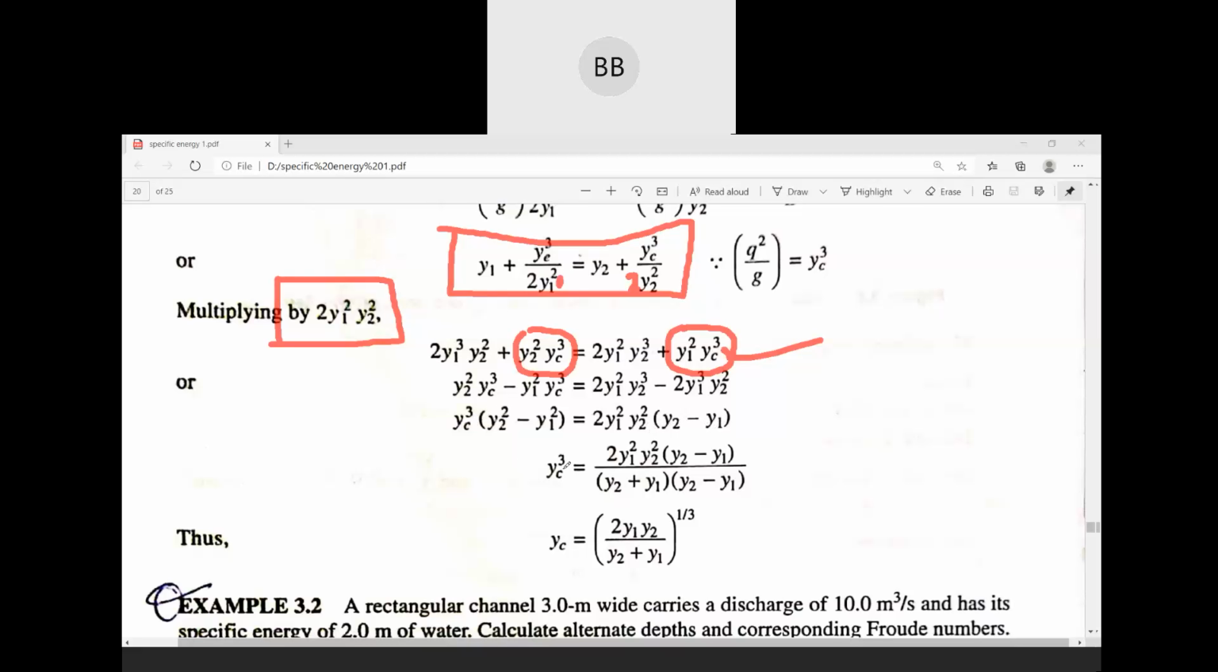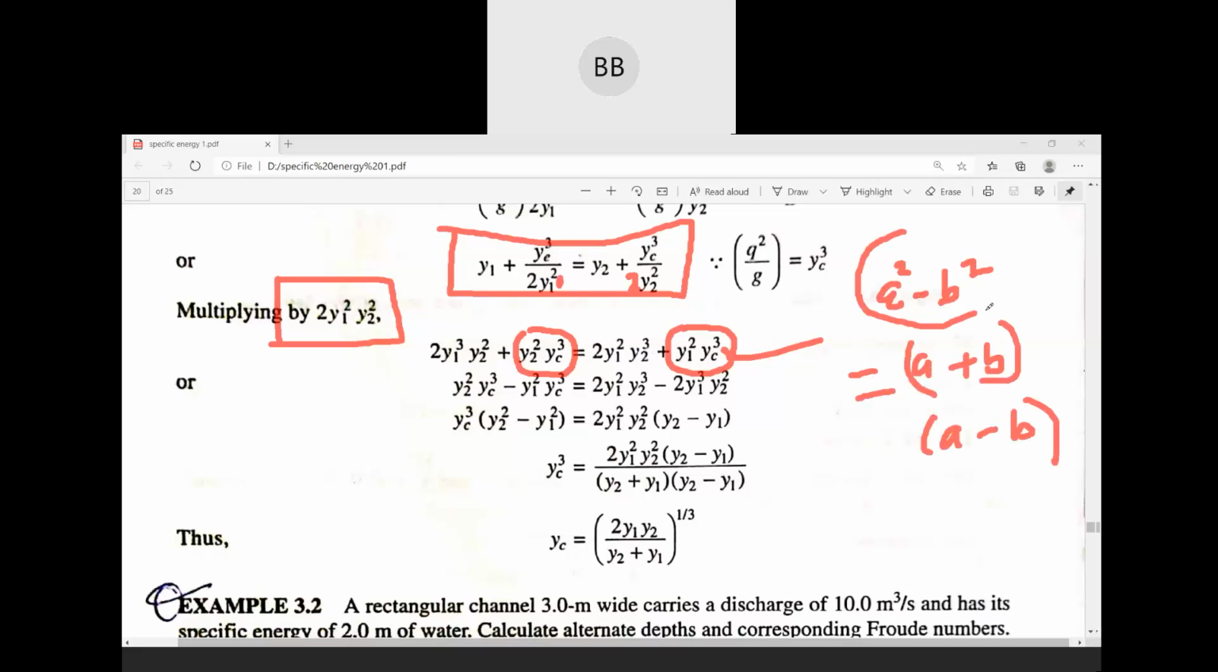Then yc cube is multiplied here, so it will be divided here. So we all know a square minus b square we can also write as a plus b multiplied by a minus b. Okay, it's simple mathematics. We all know a square minus b square we can also write this term as a plus b, a minus b. So we are doing the same thing here. This is your a and this is your b. A square minus b square. So we are writing here a plus b and a minus b.